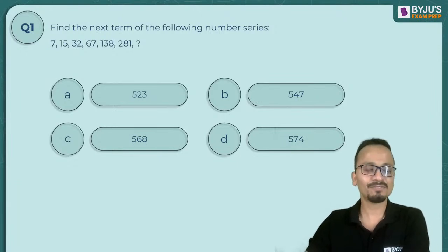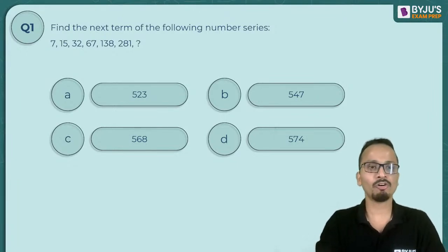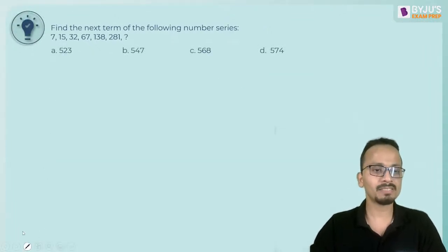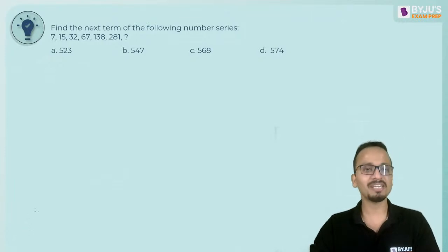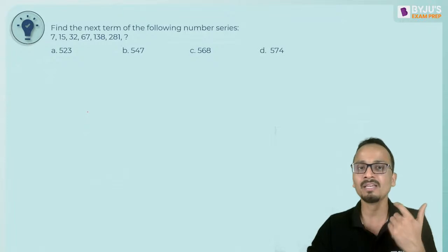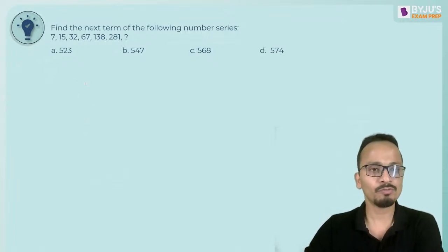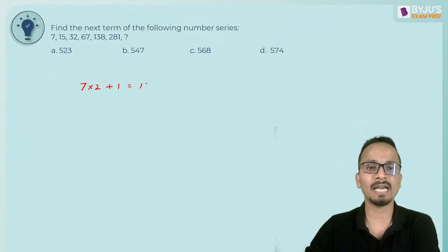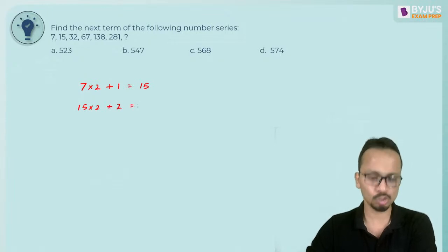All right, any answer for this one? Okay, so let's get into the solving of this one. Now, this is a mathematical series, and can you all tell me the relation, the logic that is used in determining the next term? Now, first term is 7. From 7 to 15, we have multiplied by 2 plus 1, and that is 15. After 15, again multiplied by 2, but in this case plus 2.